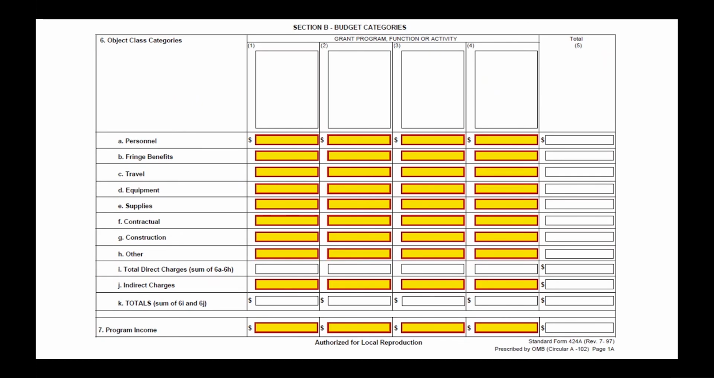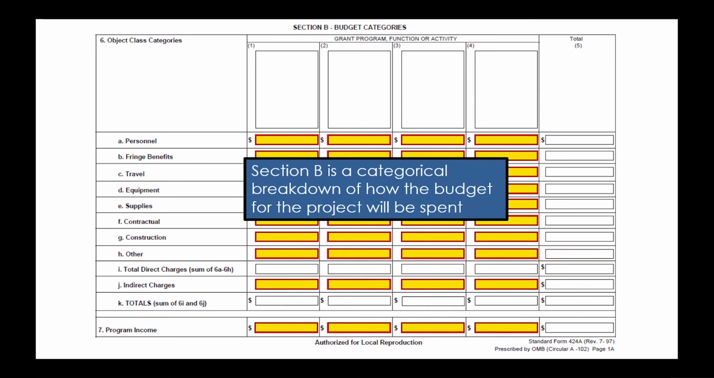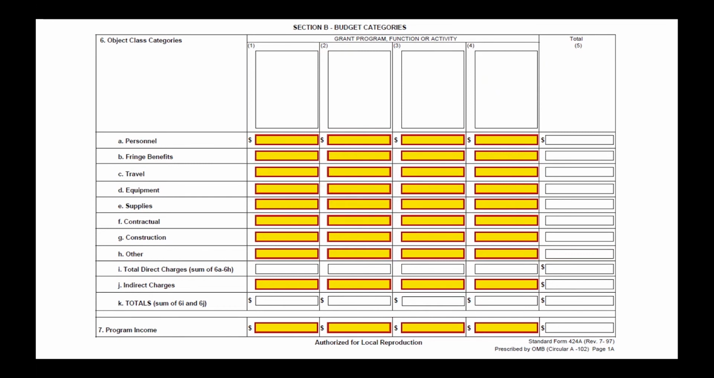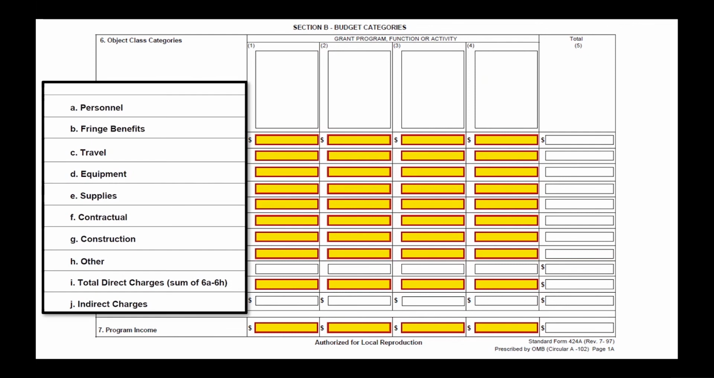The next section that we will talk about today is Section B. This is the breakdown into categories of how the budget for this project will be spent. These are the categories that you will be breaking out your budget into. For personnel, you will include the salaries of all staff that are attached to this project. This should match the staffing plan that you submit with your budget narrative.